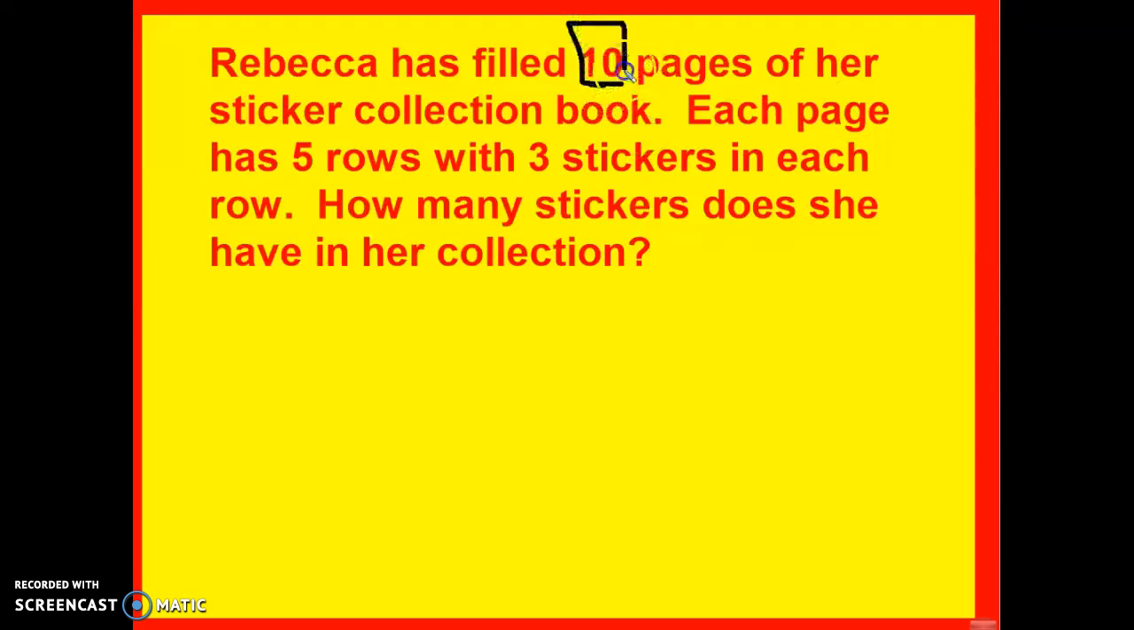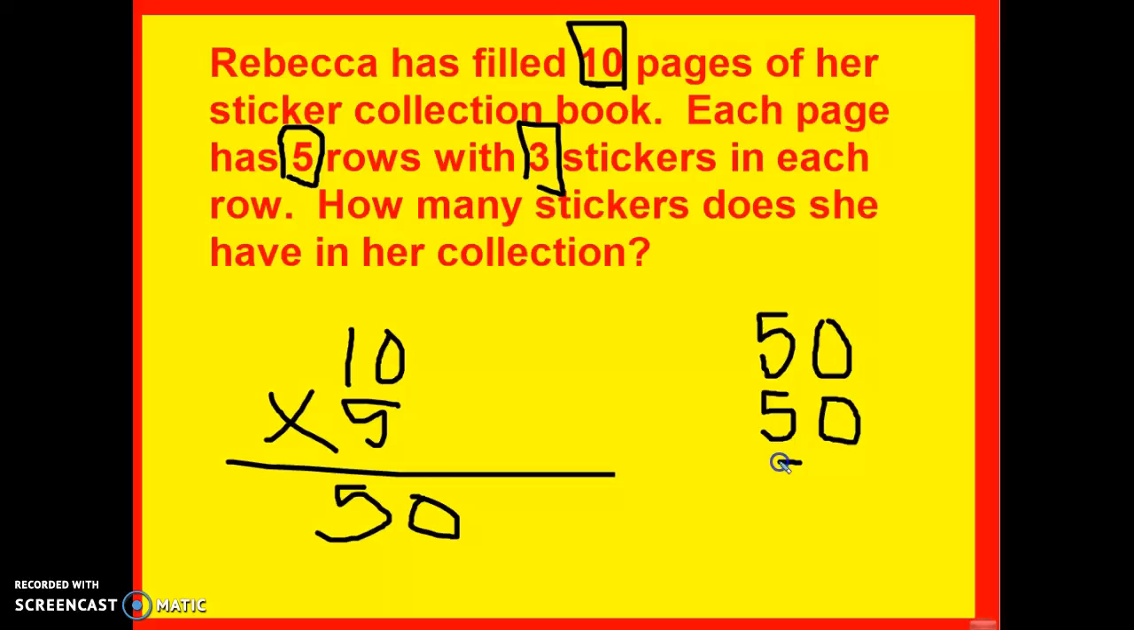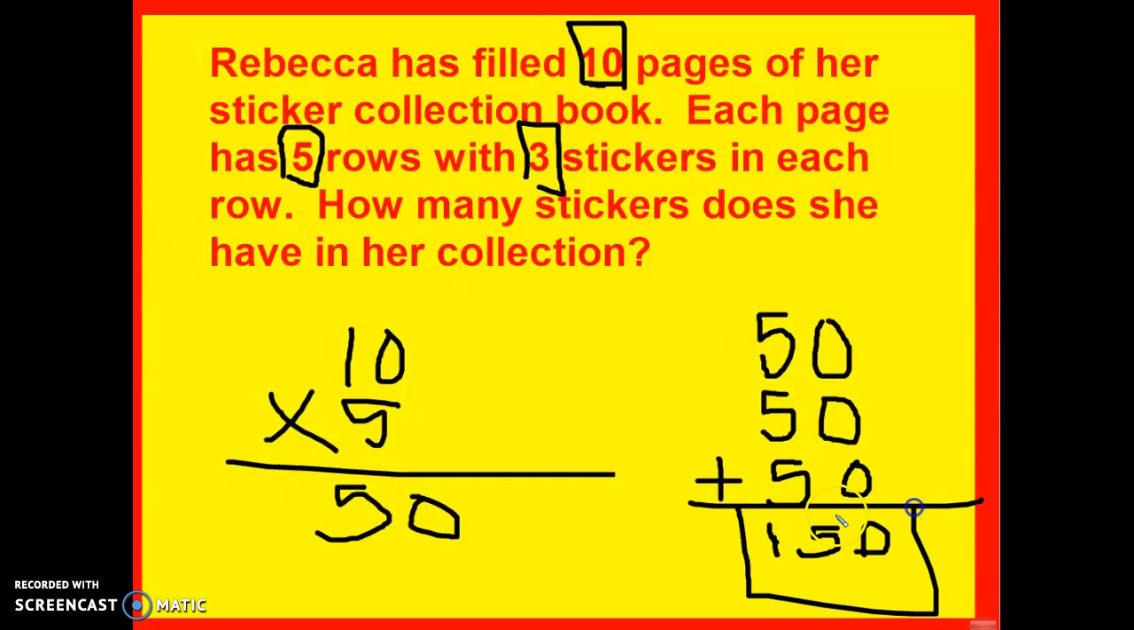So I have 10 times 5, right, equals 50. Okay, and now I have 50 times 3. So another way to do 50 times 3, you could pull out a repeated addition sentence, 50 plus 50 plus 50. Okay, so Rebecca has 150 stickers in her collection book. So when you type in the answer, you would only need to type 150.